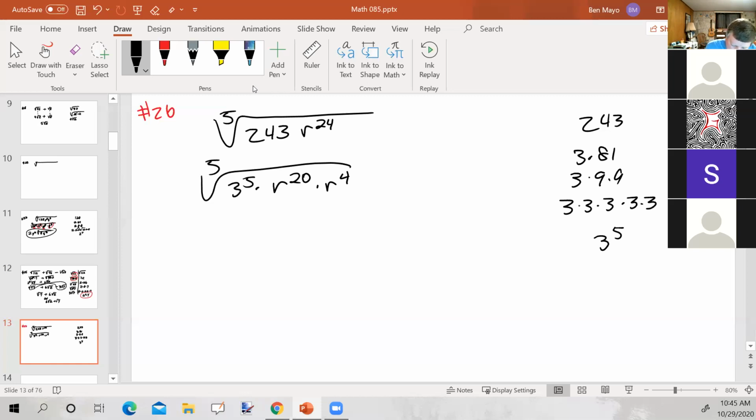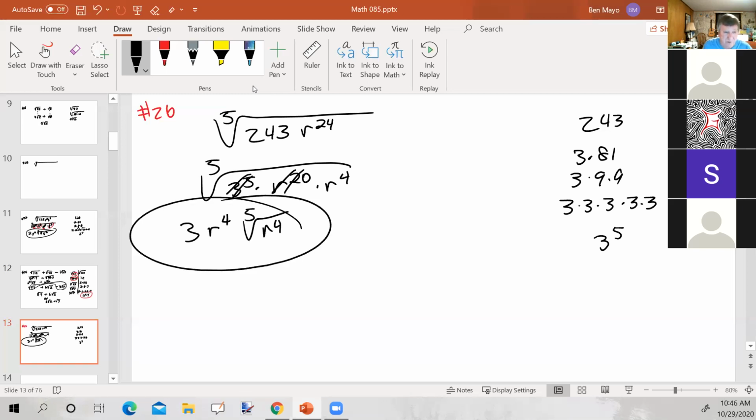So what's the 5th root of 3 to the 5th? 3. And where is the 3? On the outside. What's the 5th root of r to the 20th? R to the 4th. And what's left over? R to the 4th inside. So there's your final answer.